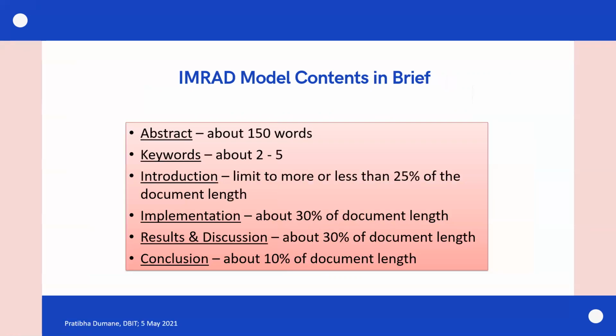And what should be the contents? The abstract can be about 150 to 200 words. Keywords can be about 2 to 5. Limit the introduction to about 25% of the document length. Implementation about 30% of the document length. Results and discussion about 30% of the document length. And conclusion about 10% of the document length.